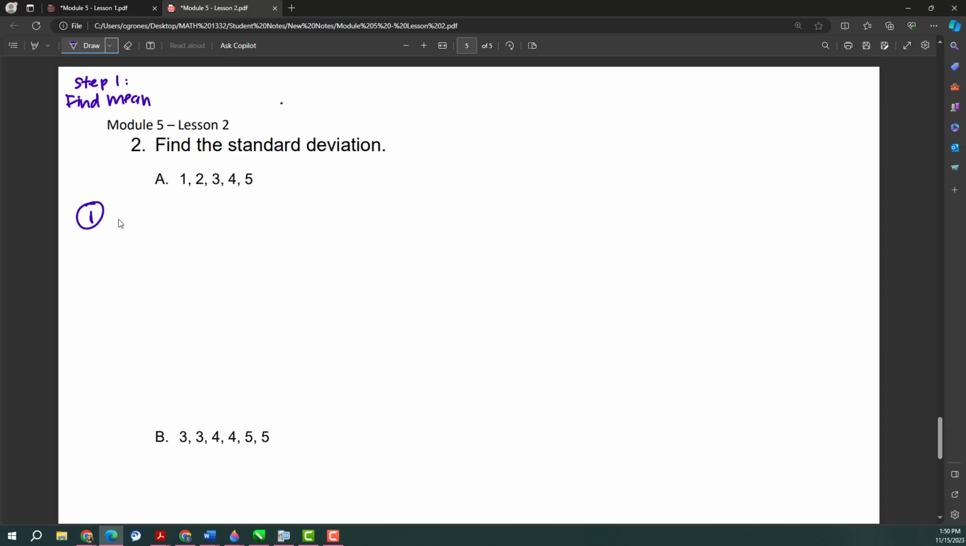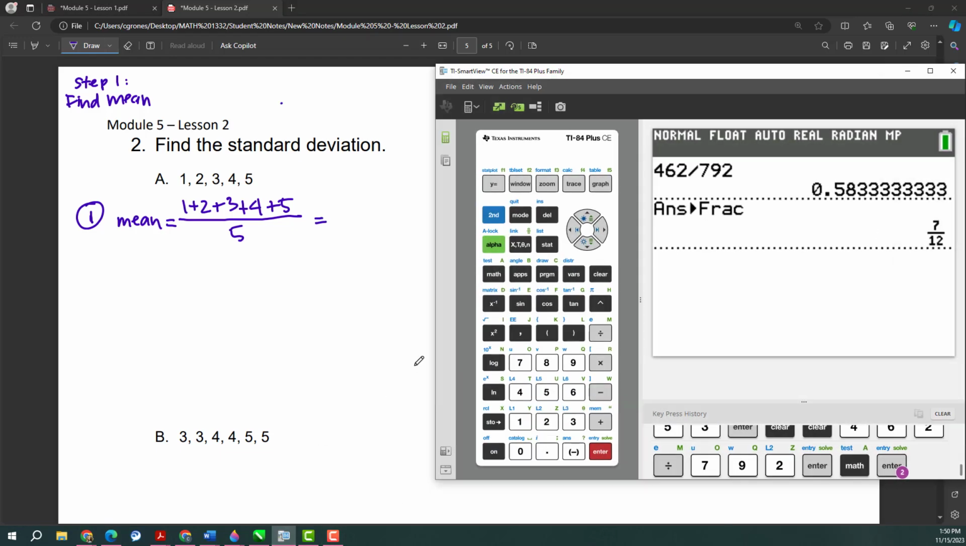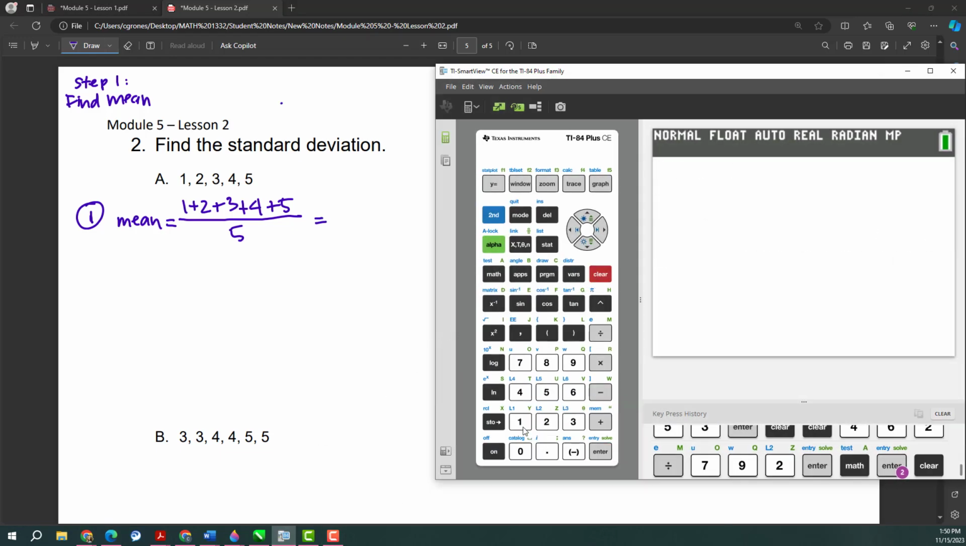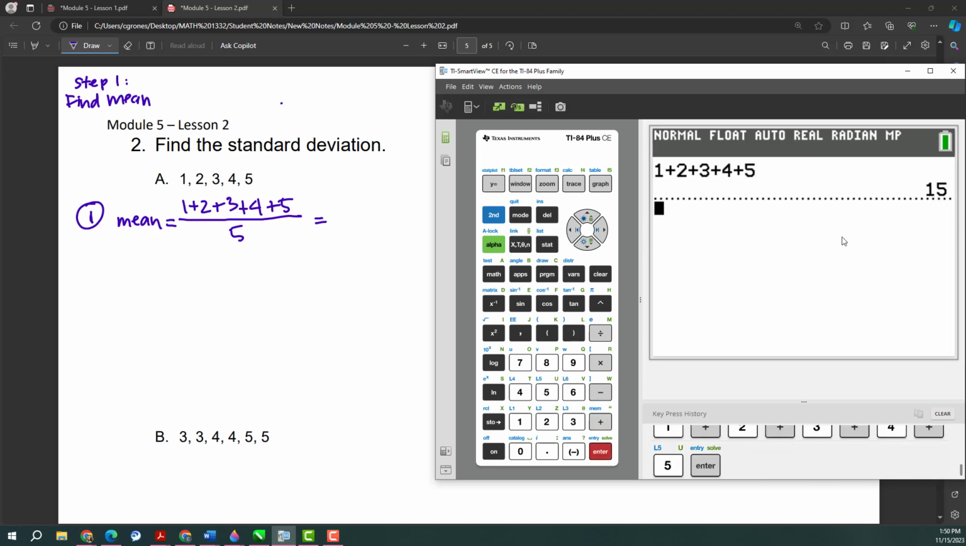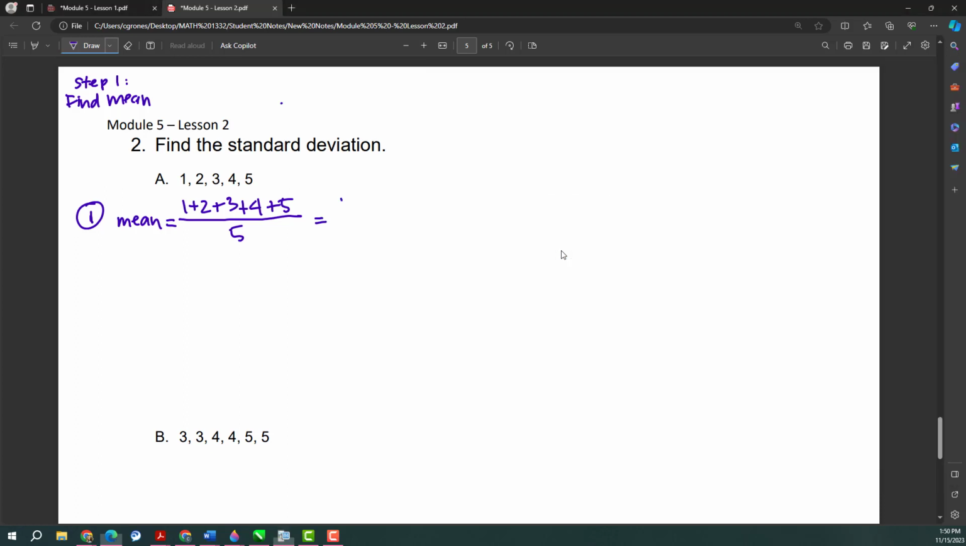Whenever we find the average, we take the sum of all of the items and then divide by the number of items. And if we put it into our calculator, we get 1 plus 2 plus 3 plus 4 plus 5. We get 15 divided by 5 equals 3.